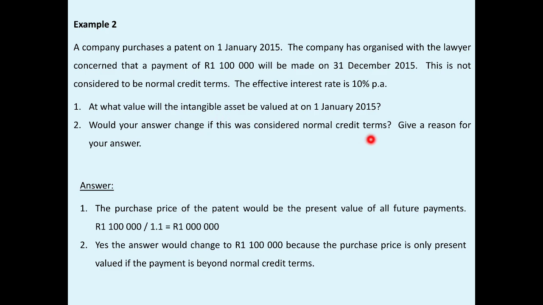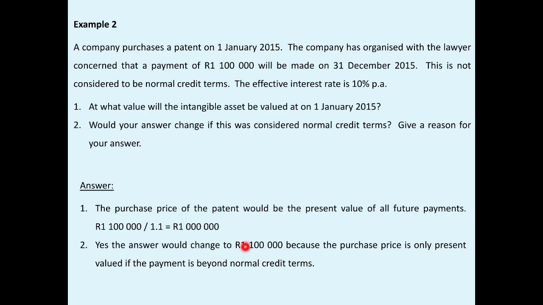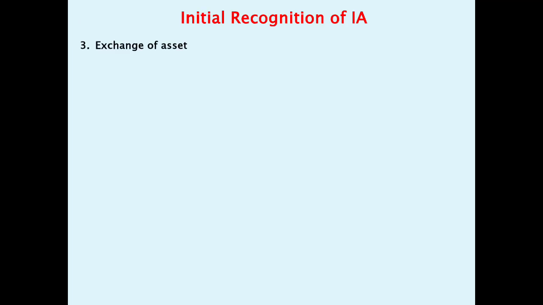Would this answer change if we consider it to be normal terms? If they said normal terms, you use this value. The reason why we use present value is because they're saying this is not normal terms. So if they're saying it's in normal terms, then you use the value over here, right?